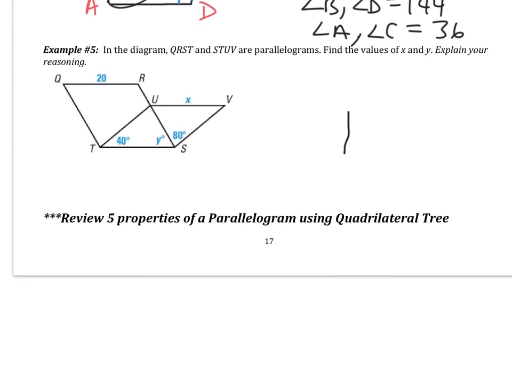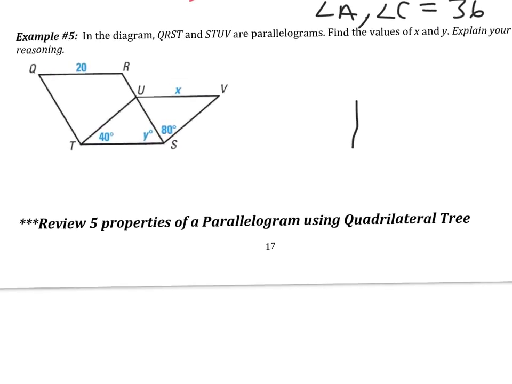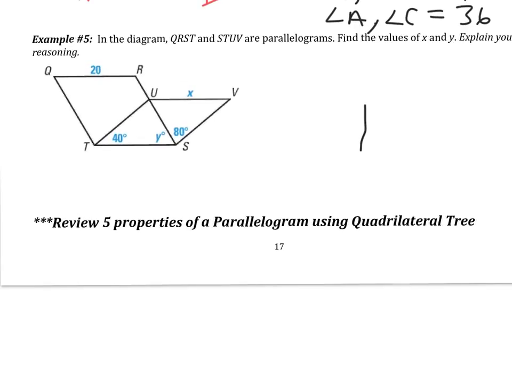All right, in example 5, you have to solve for x and y. It does say explain your reasoning here. So you have to be thinking about why you're doing what you're doing. Okay? So, for example, let's start with x.